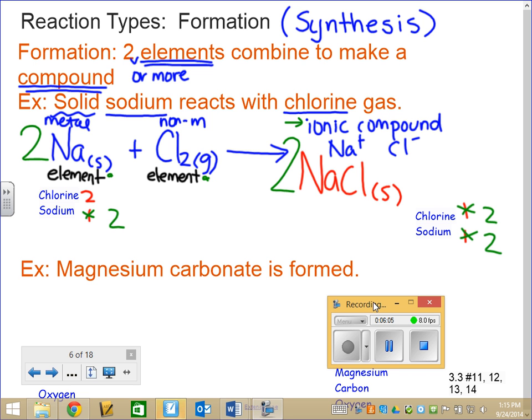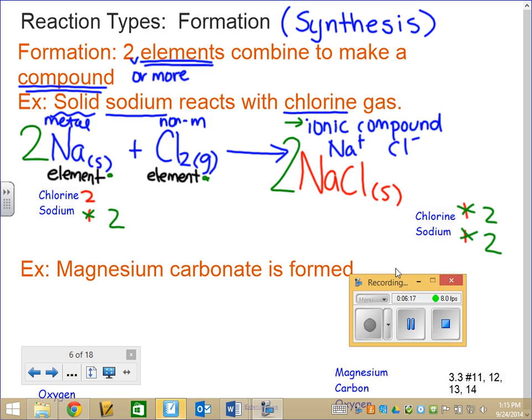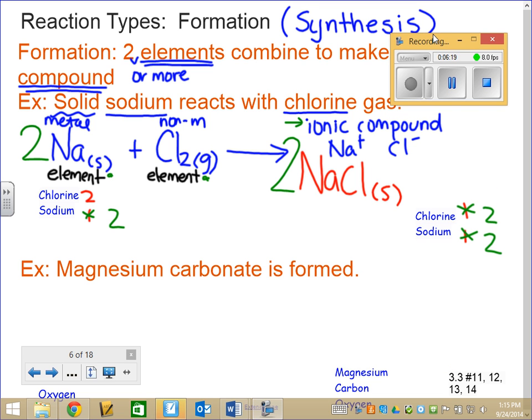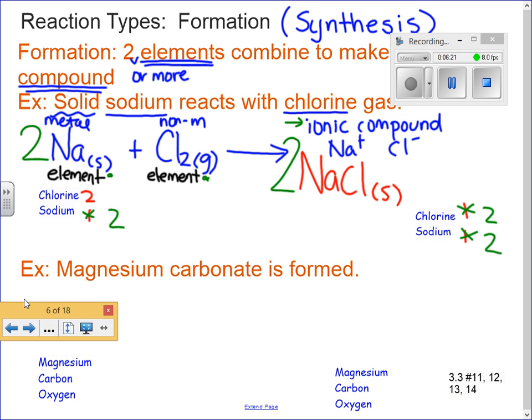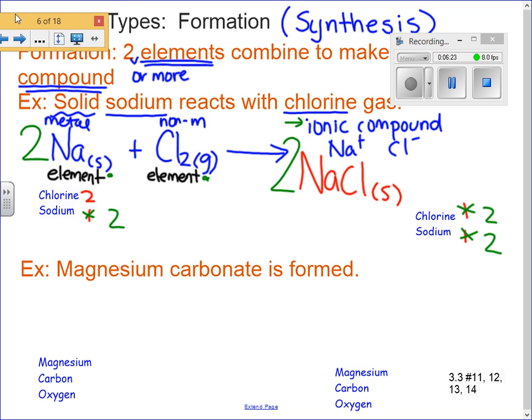Now that's not the only way I could ask you about formation, and so my other example is designed to show you a different way I could word the sentence, but still be asking you about formation. So take a moment, write down the other example. The other example says magnesium carbonate is formed.